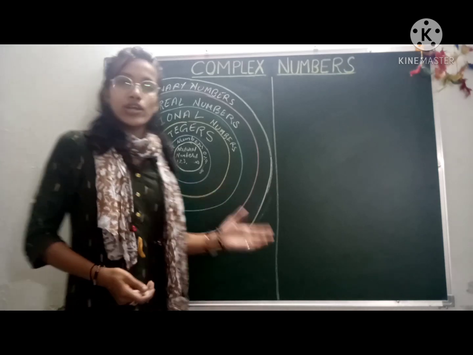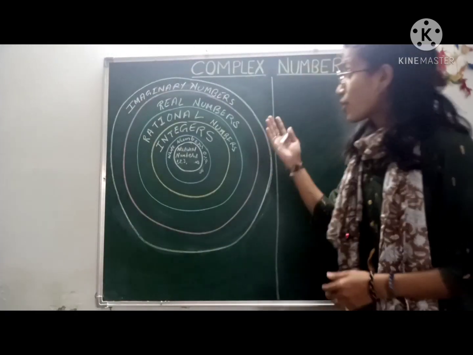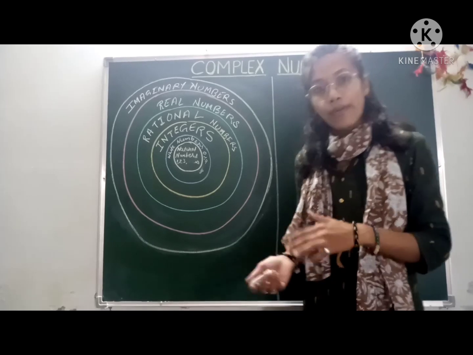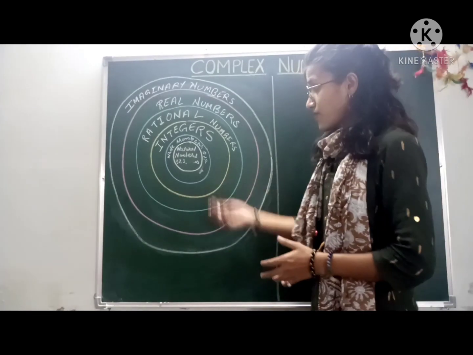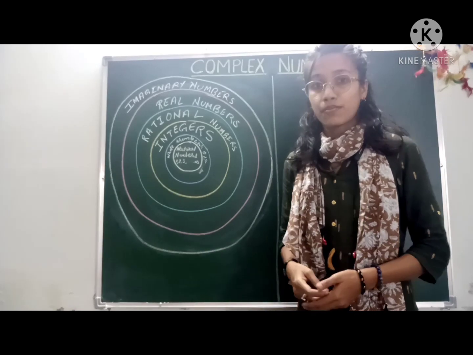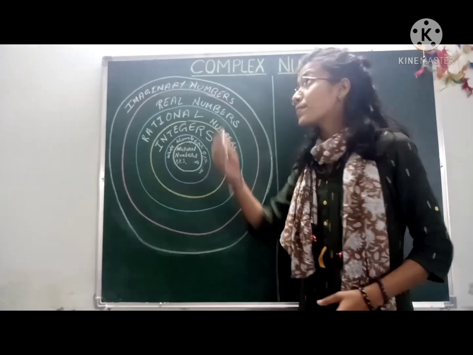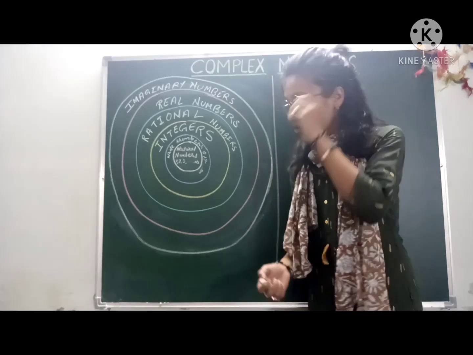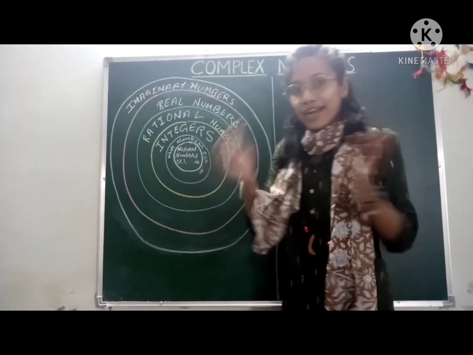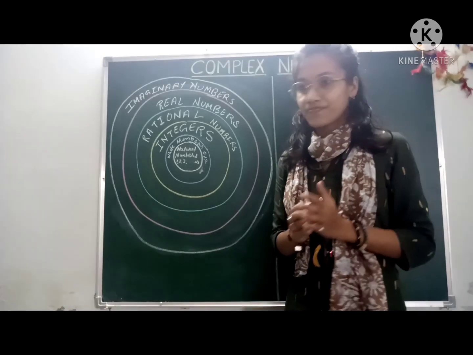Before going to the topic, before understanding what a complex number actually is, we will go back to a short figure which explains the different types of numbers. We have to know how complex numbers came into existence and why we need them. So for that we will go back to the numbers.